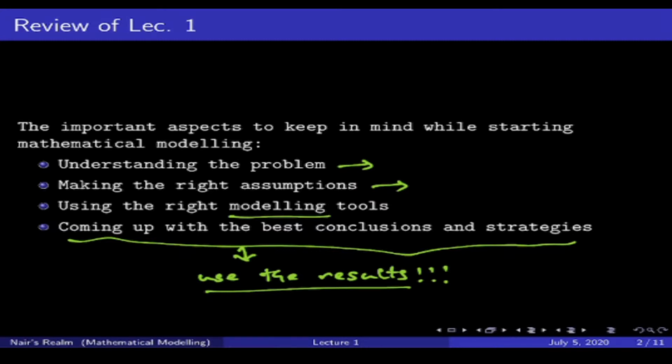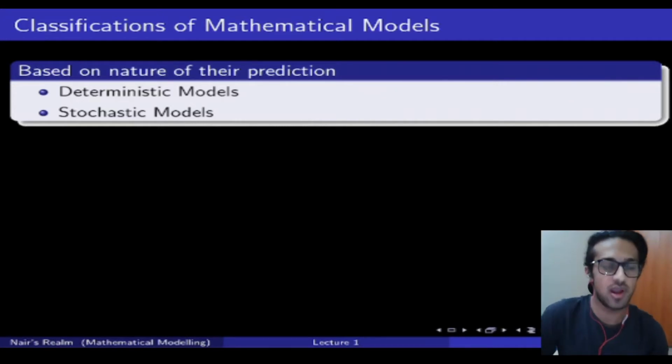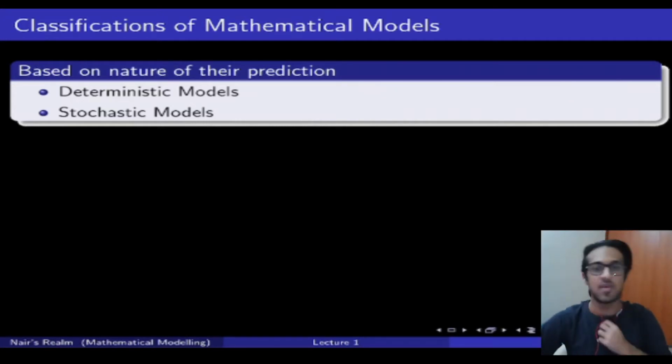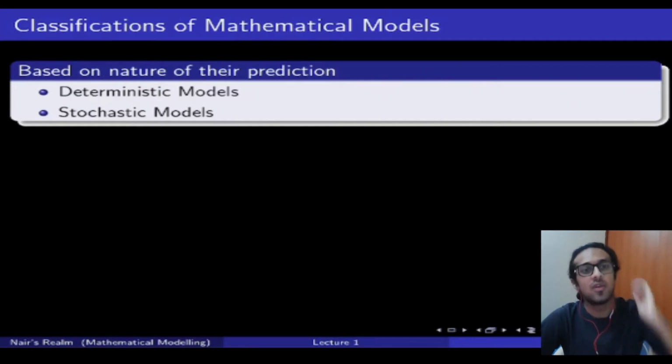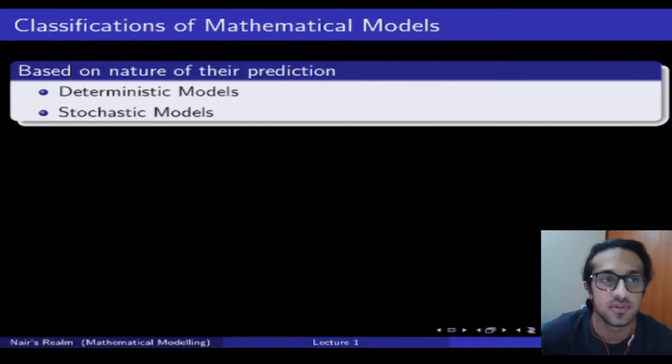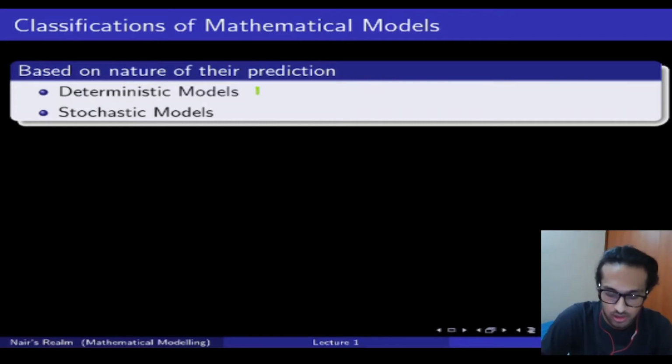So I'm going to just give you a quick idea about the way you can classify mathematical models, because this is another important thing to keep in mind while choosing how to model. That's choosing the right tools, right? The third point which I just spoke about. So models can be deterministic or stochastic in nature.